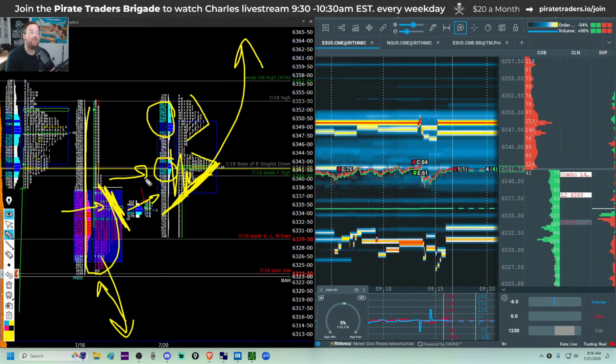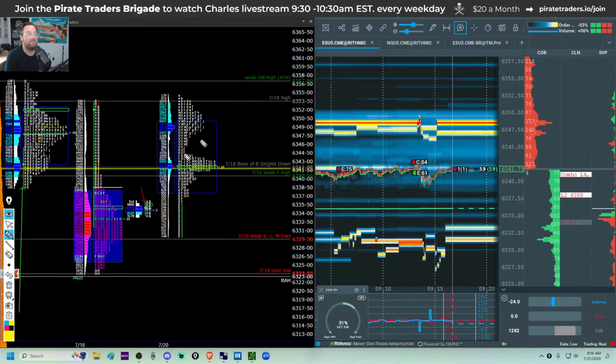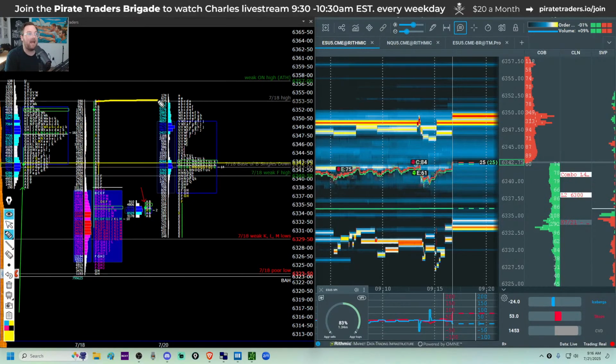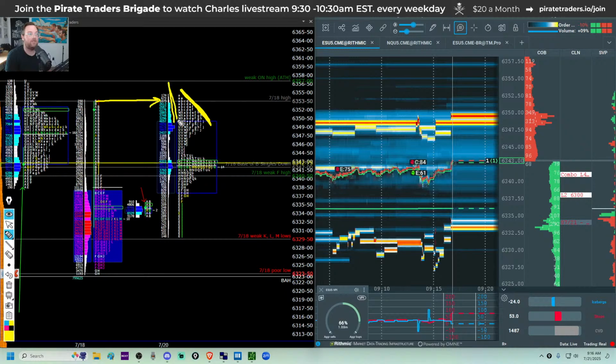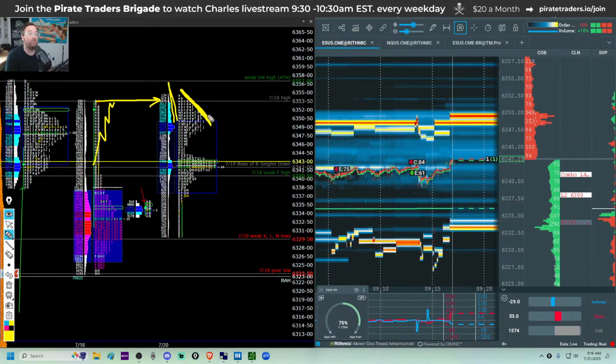Okay. But where did the overnight run out of steam? Right at Friday's high. See that? You see how it's tapering off? Less and less time, less and less volume the closer it gets to Friday's high. What is that telling us? That we also don't have an appetite to go higher yet.